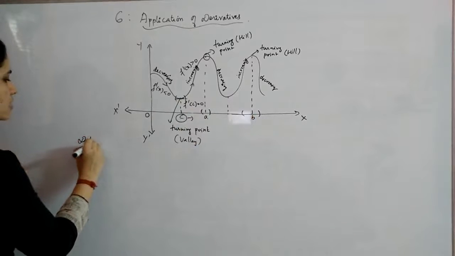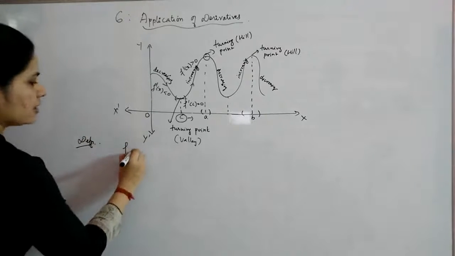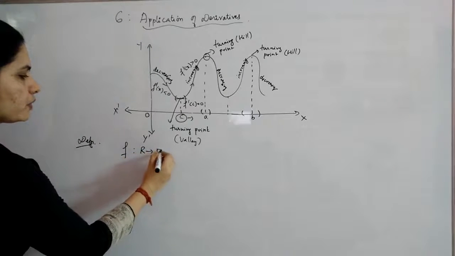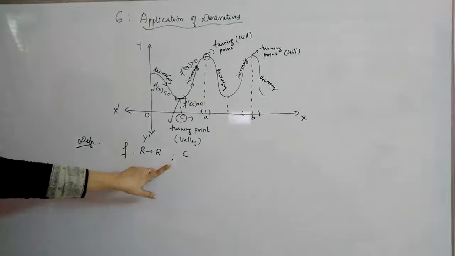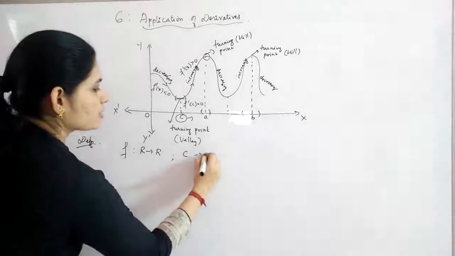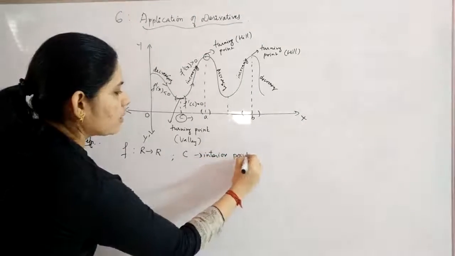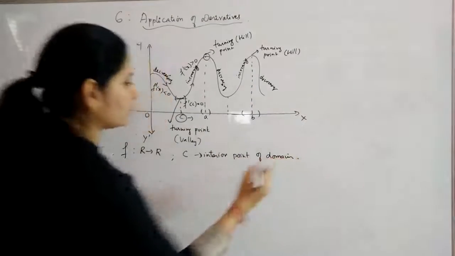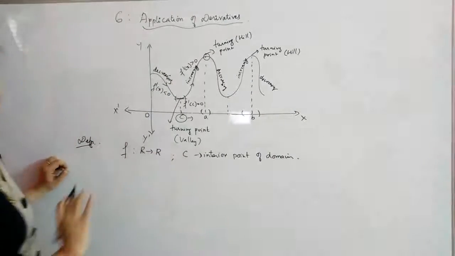So the definition says that you are considering f as a real valued function. That means it can be from a subset of R or from R to R. That is a real valued function, and you are taking a point C. Let C be any point in the domain of f. C is an interior point means it is contained in the domain of the function. Interior point of the domain means C belongs to, suppose this is the domain, so C belongs to R. That is the meaning.